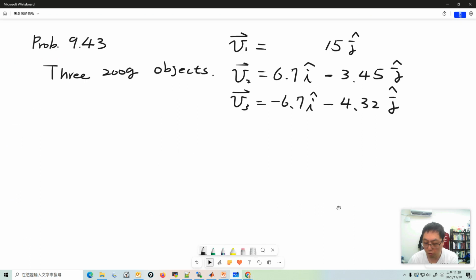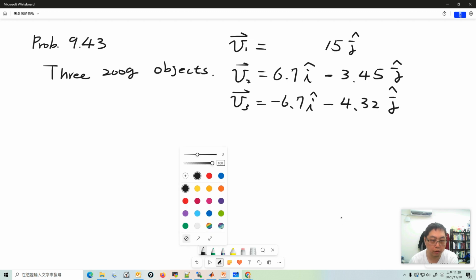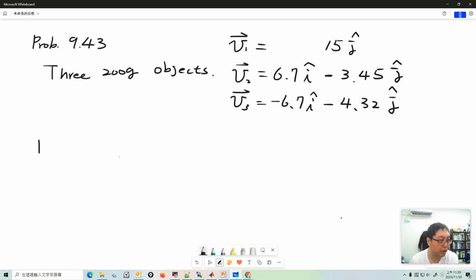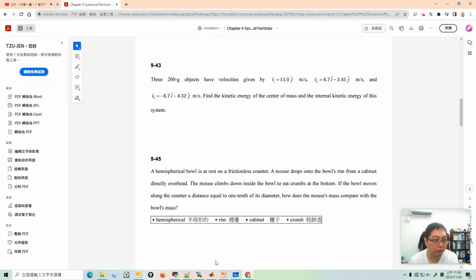In the previous video I mentioned the equation for the kinetic energy of a many particle system. The total kinetic energy of a many particle system is equal to the kinetic energy of the center of mass plus the internal kinetic energy. So for this problem, let's see what it's asking for: find the kinetic energy of the center of mass and the internal kinetic energy of the system.